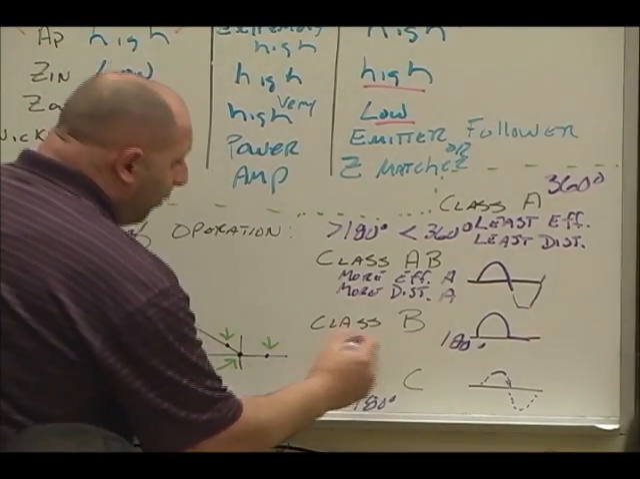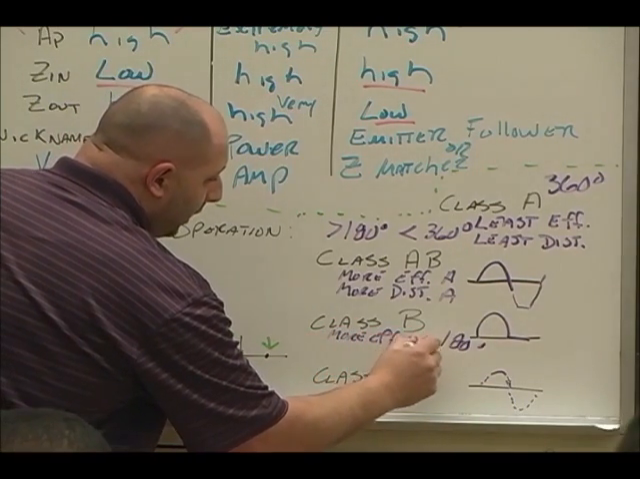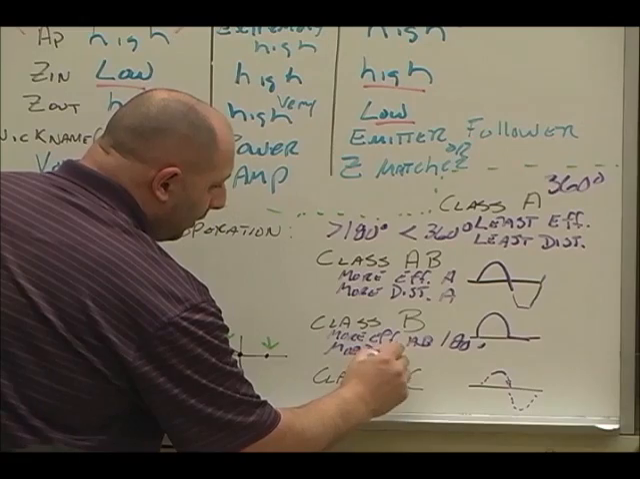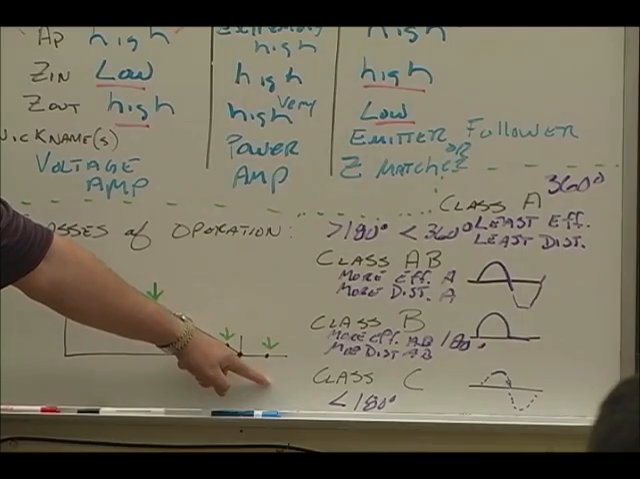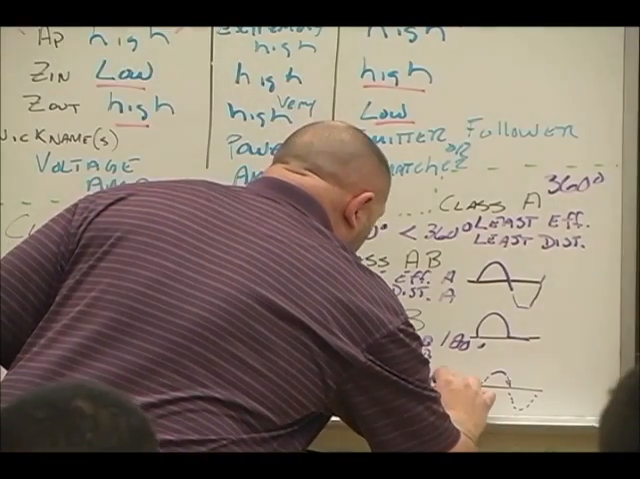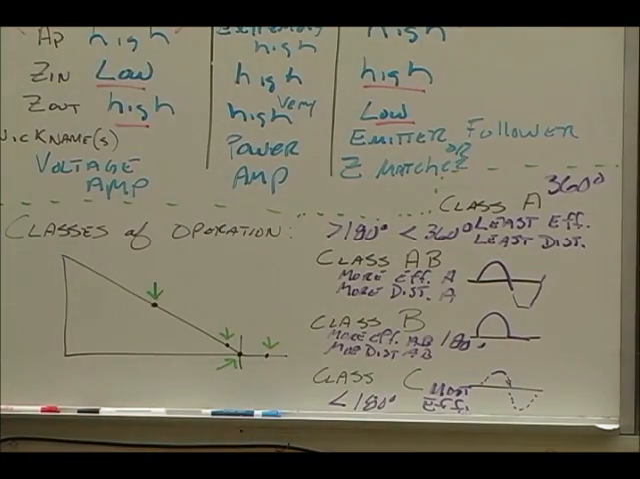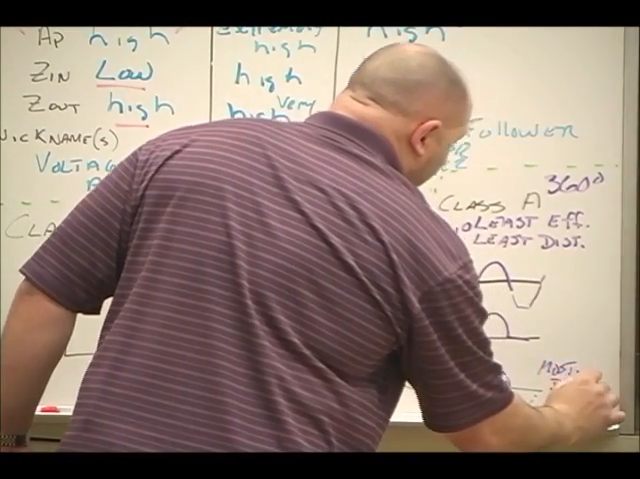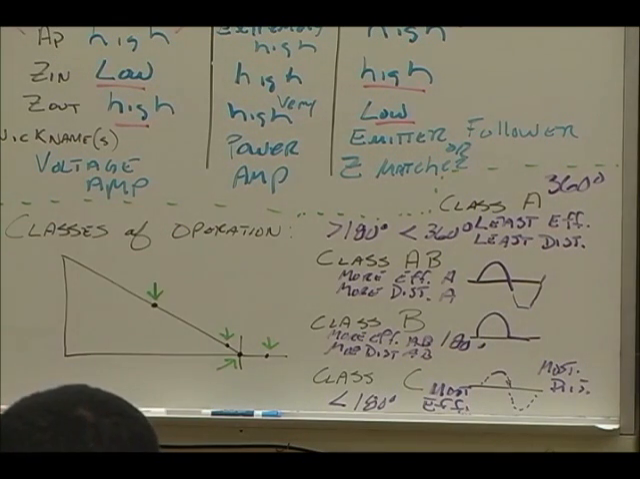Class B, we already described 180, but it's also more what? Yeah, sure is. More efficient than AB. And of course, it's more distorted than A and AB. Class C, what's cool about that? It's the most power efficient, or most efficient. And of course, the most distorted. Anything new about classes of operation? It's all the same stuff, nothing new.